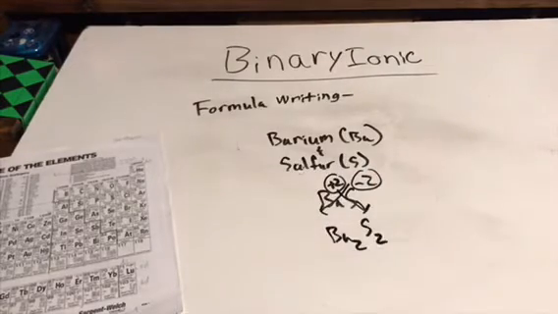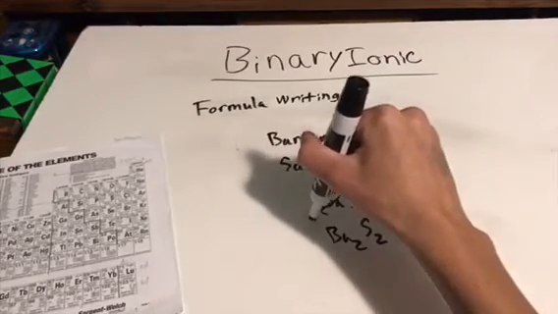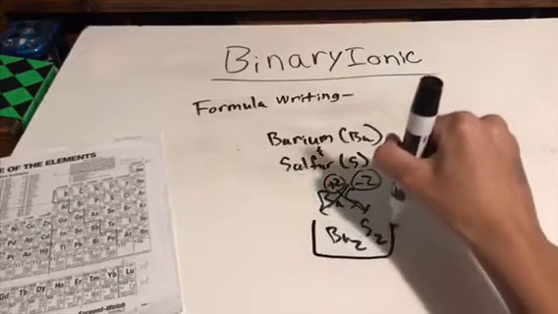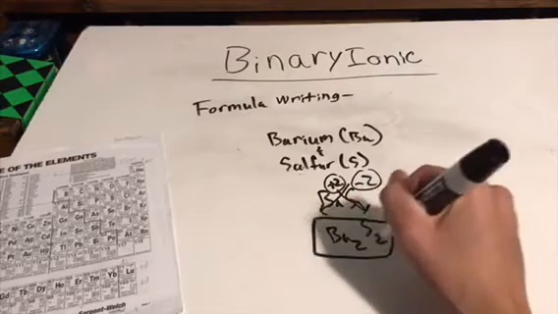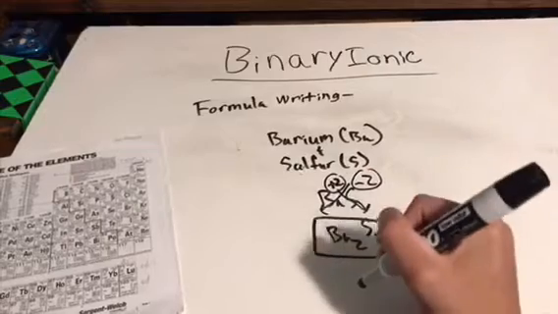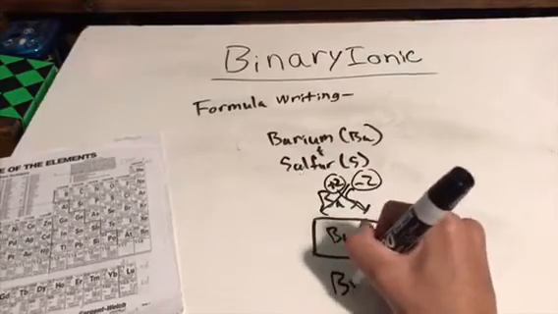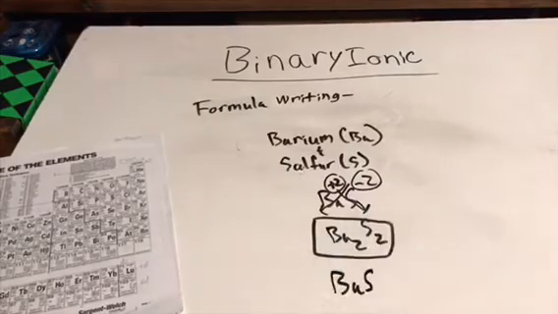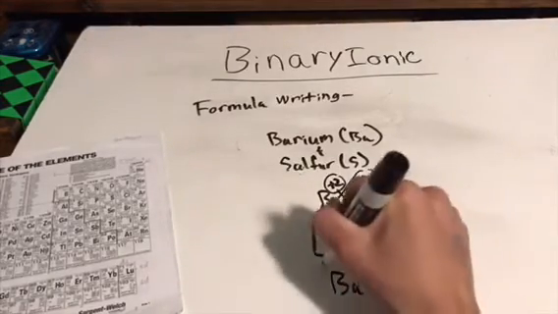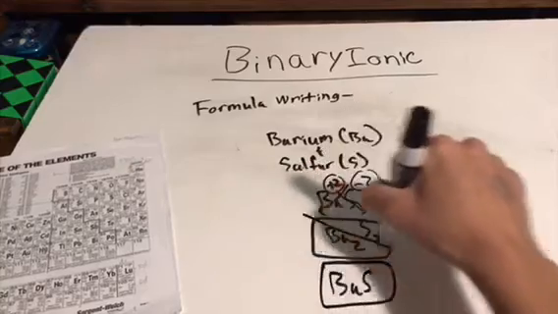Now here's a scenario that is unique to binary ionic compounds. This is not a correct formula. You'd reduce the subscripts. You don't do this with covalent compounds, you only do this with binary ionic compounds. 2 and 2 can be reduced to 1 and 1. So the final formula would be BaS right here. Not this.